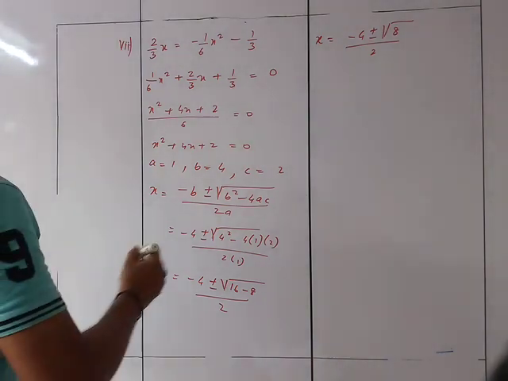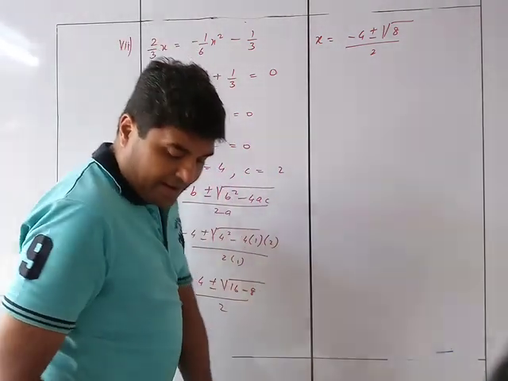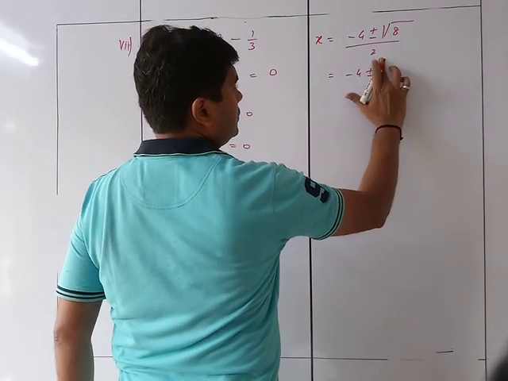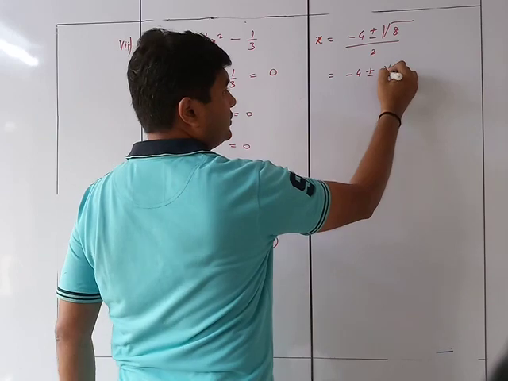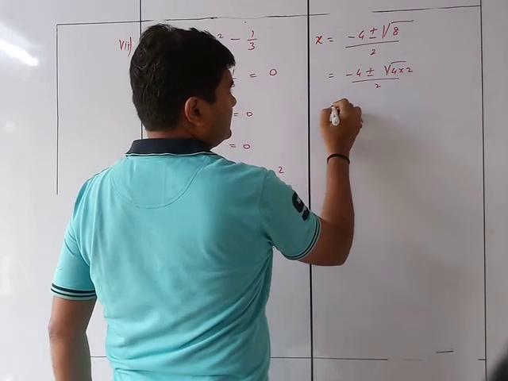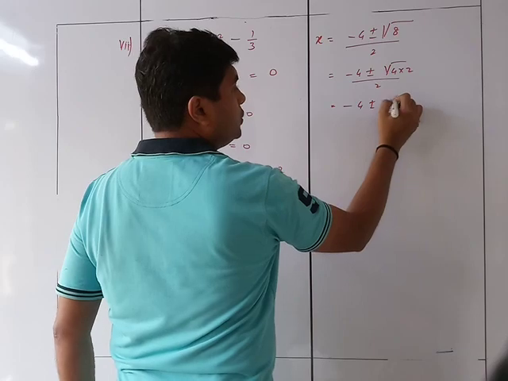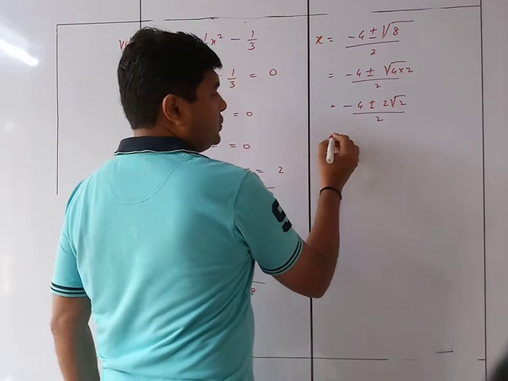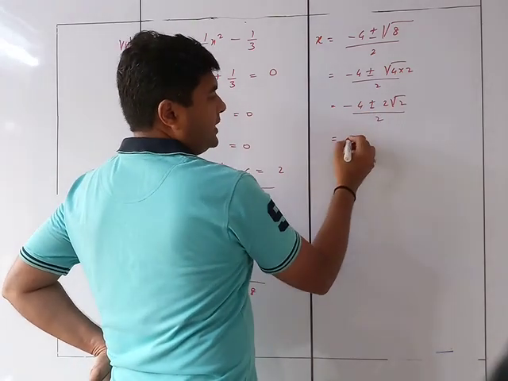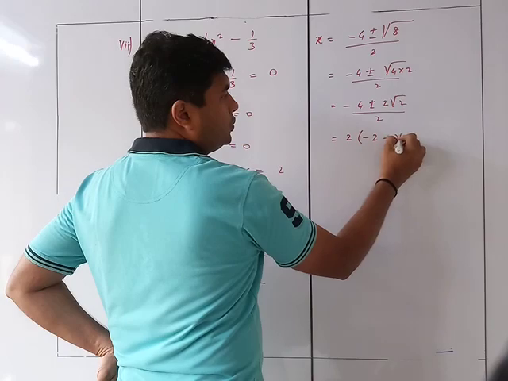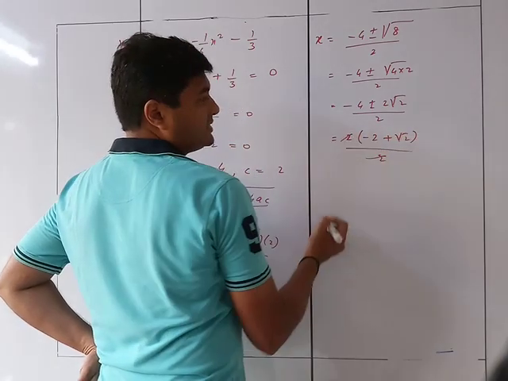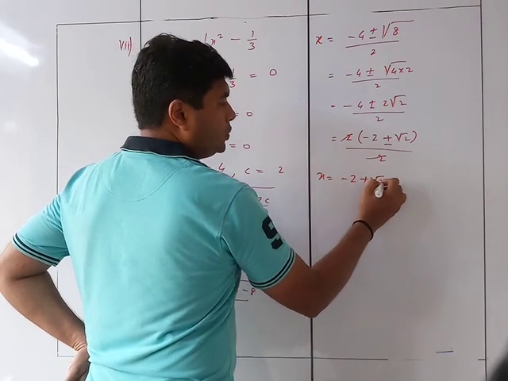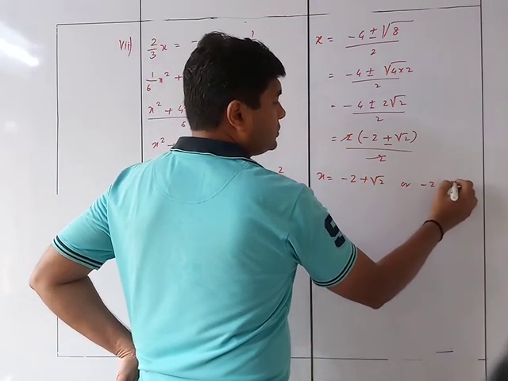So we know over here that root 8 can be written as minus 4 plus or minus, root 8 is nothing but 2 into 4, so it is 4 into 2, upon 2, which is nothing but minus 4 plus or minus 2 root 2 upon 2, because 4 comes out like this. Hence, you can see that 2 can be taken out common, it will be minus 2 plus root 2 upon 2. Now, 2, 2 gets cancelled. So x is equals to minus 2 plus root 2 or minus 2 minus root 2.